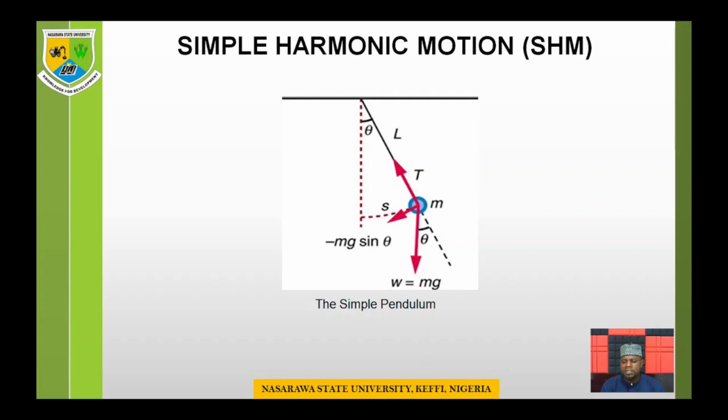All right, then the small displacement is given by S, which is the displacement of the bulb from its original position. Then we also have mg sine theta. So this is an illustration showing a simple pendulum and its kind of motion, which is simply referred to as simple harmonic motion.